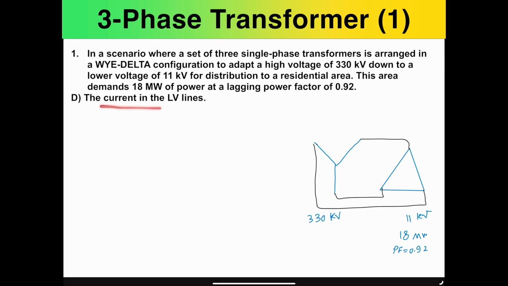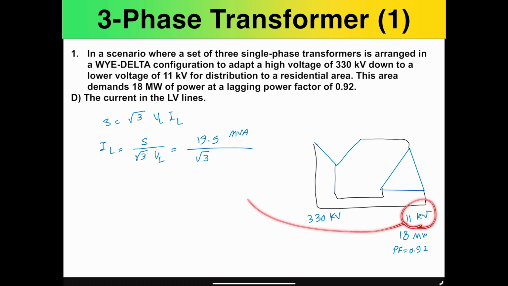The fourth question, however, is asking for the current in the low voltage lines. For the low voltage lines, we will adopt the same methodology. We know that S equals square root of 3 V line I line, and in this case, I line, the line current, is going to be S divided by square root of 3 V line, and S turned out to be 19.5 megavolt amperes, divided by square root of 3 times V line, which in this case is 11 kilovolts. That's the line voltage, 11 kilovolts. If you simplify this, you would get an I line of around 1026 amperes.